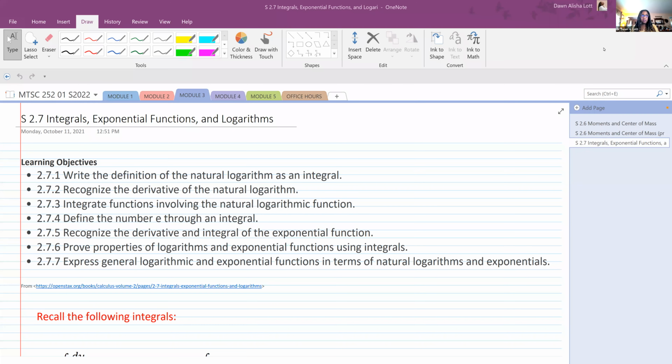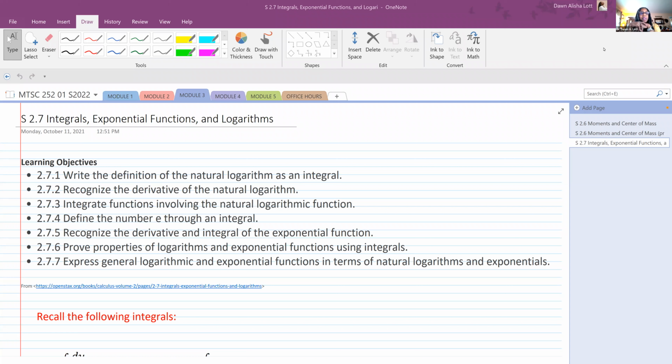So the last section in this module is on integrals, exponentials, functions, and logarithms. So this kind of comes back a little bit. Write the definition of the natural logarithm as an integral. We've already done that. Recognize the derivative of the natural log function. We've already done that too. Integrate functions involving the natural logarithmic function. We've done that. Define the number e through an integral. That I have not done. We can come back to that.